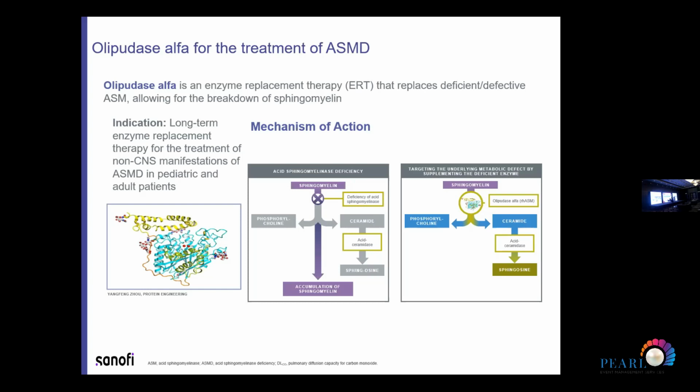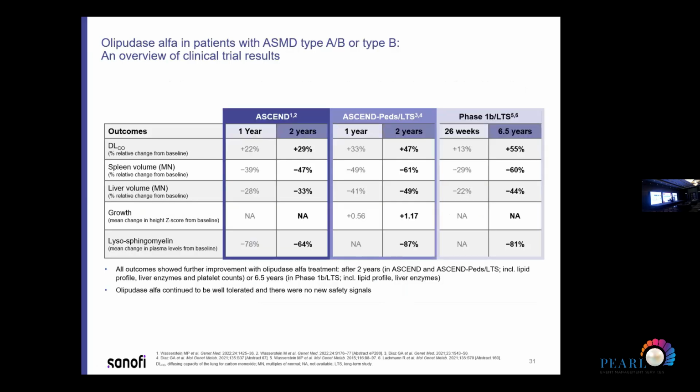So ideally, the patient has to have type B and sometimes type AB. However, for type A patients with significant neurologic features, usually this treatment will not work because it doesn't cross the blood-brain barrier. So olipudase alpha in patients with ASMD type AB or type B. These are the clinical trial results, which are presented here: ASCEND-Peds and the extension study. You can see the improvement in the spleen, lung volumes, liver volumes, growth, biomarkers, and also the respiratory markers.